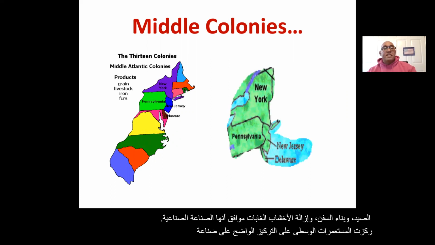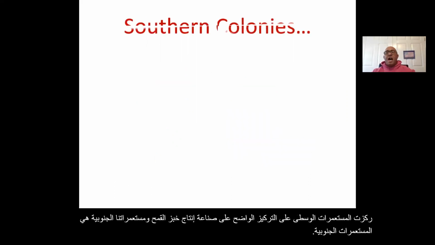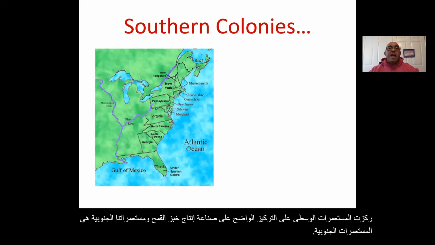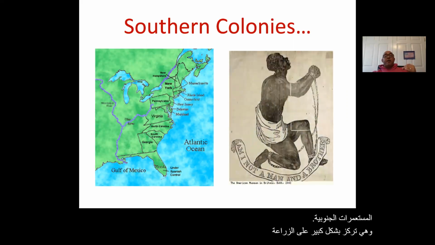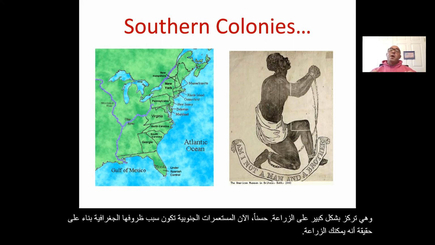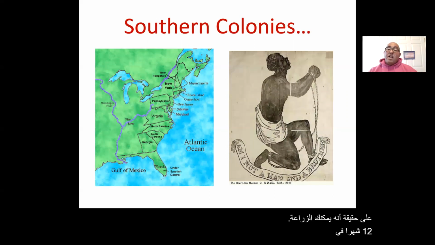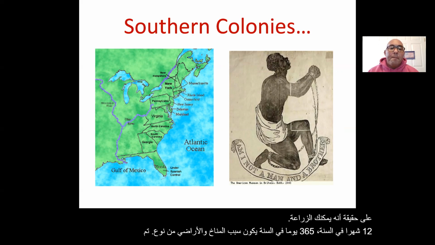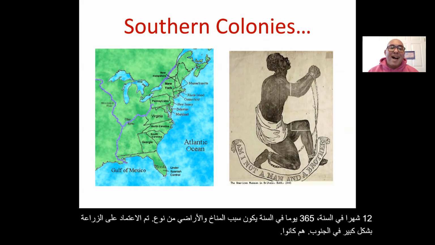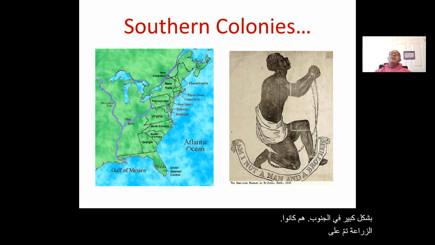And our southern colonies, they focused heavily on agriculture. Okay, now the southern colonies, because of their geographical conditions, based on the fact that you could farm 12 months a year, 365 days a year, because of the climate and land type, agriculture was heavily relied upon down south. Agriculture took place on large commercial farms called plantations, and slaves provided the labor for these plantations.